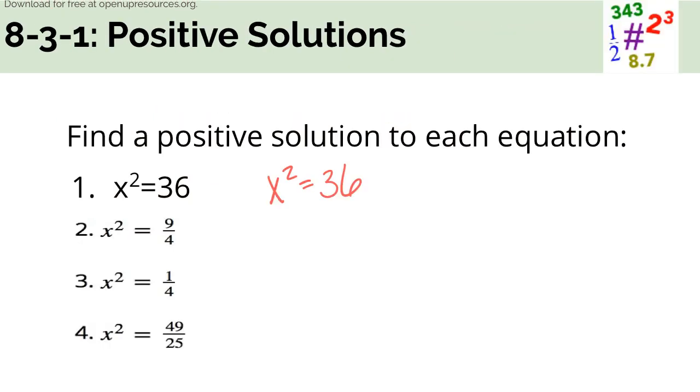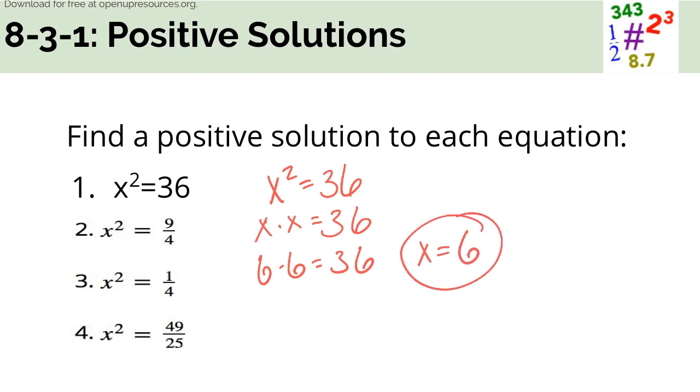In your first activity here, you're going to find a positive solution to each equation. We'll do number 1 together. X squared equals 36. That really means x times x equals 36. So what number times itself gets you 36? And I would know that 6 times 6 equals 36. And so that means that x needs to equal 6. Go ahead and try the rest and start again when you're ready.